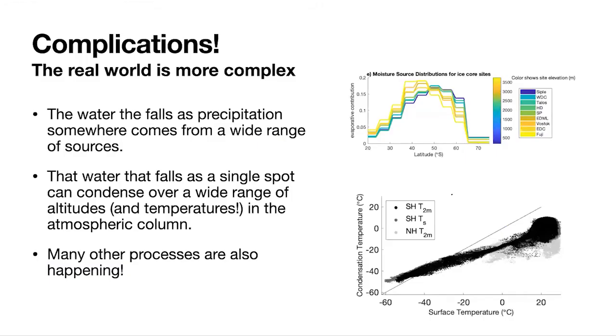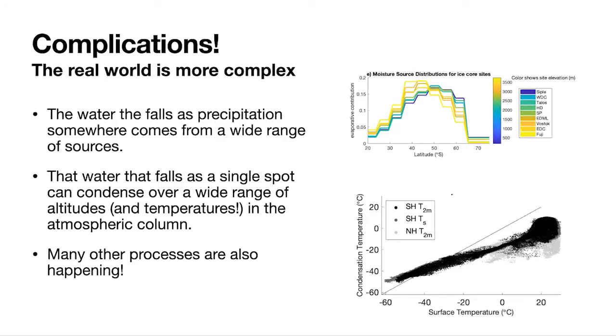Water that precipitates over the ice sheet doesn't evaporate from a single place. In fact, it evaporates from a huge swath of the oceans, right? So in the upper right panel, there's a graph of histograms, and they're histograms with respect to latitude. They are the evaporation source for a bunch of different Antarctic ice core sites. And so you can see that the water that eventually falls as precipitation in Antarctica is actually coming from a huge swath of the southern hemisphere. So it's not just one pathway we need to consider.